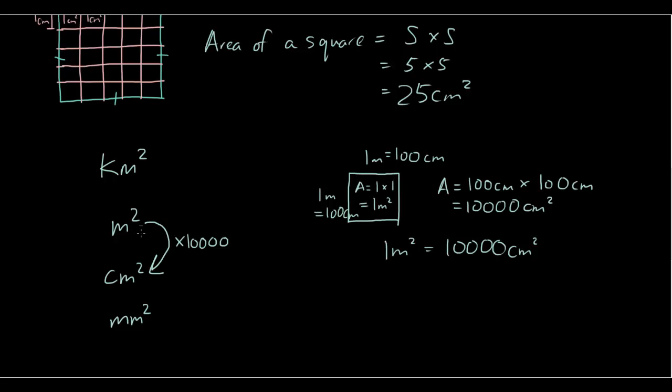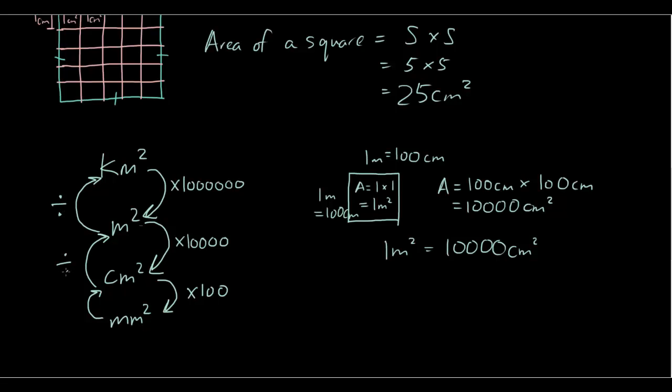So similarly, if we did the same thing for kilometer squared to meter squared, originally it was times by 1,000 for length, but because we're dealing with area, we're going to double the zeros, which will give us times by 1,000,000. So there's 1 million meters squared in a kilometer squared. And centimeter squared to millimeter squared, originally it was times 10, but we're going to double the zeros, so it's times 100. And when we're going back up the list, instead of times, we use divide by the same amount.